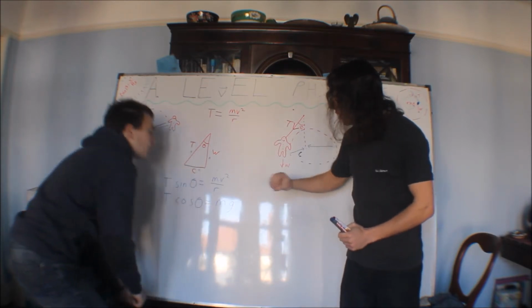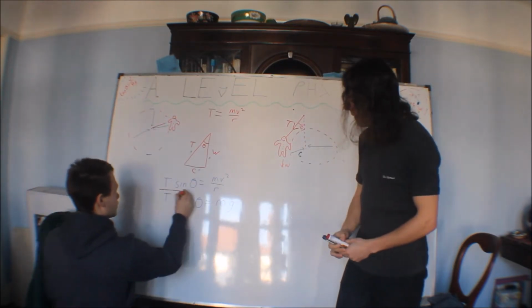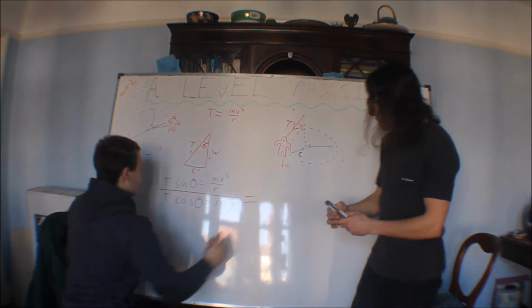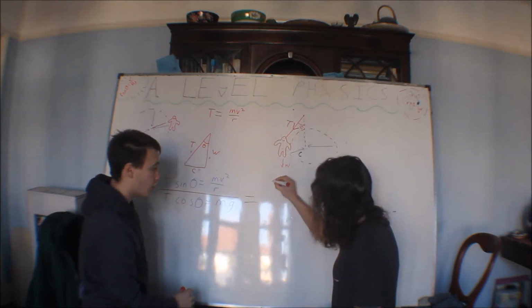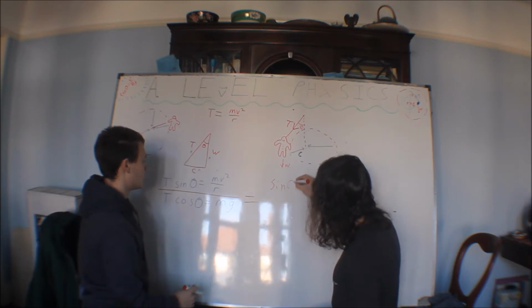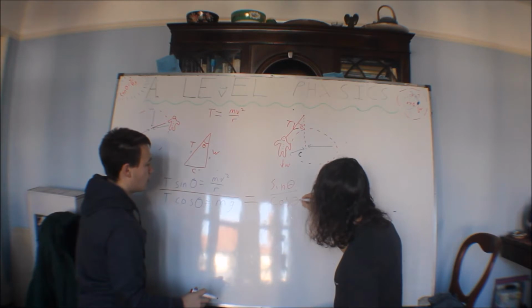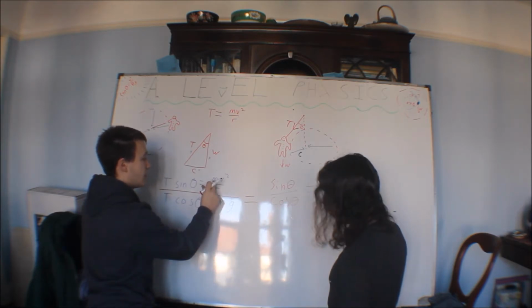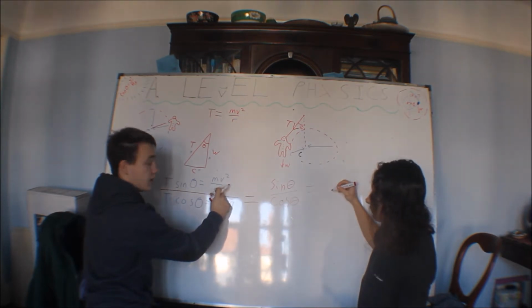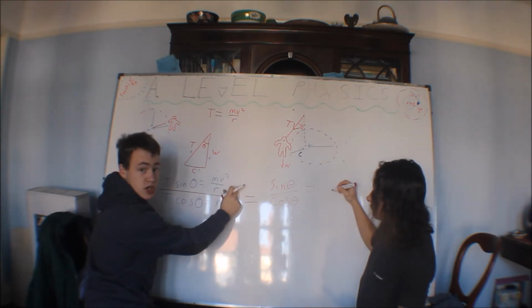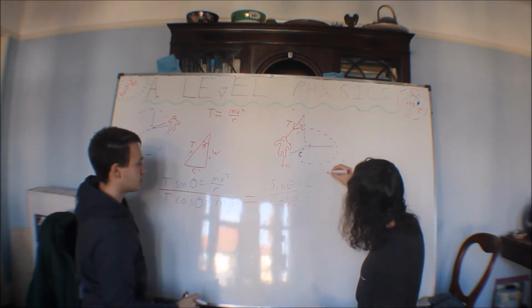So if we divide this one by that one, I'm just going to put a line. Good idea. We're dividing that. These T's are going to cancel, and you're going to have sine theta over cos theta, and that's going to equal mv squared over r over mg, which is the same as mv squared over r times 1 over mg. So mv squared over mgr is what it will come out to.